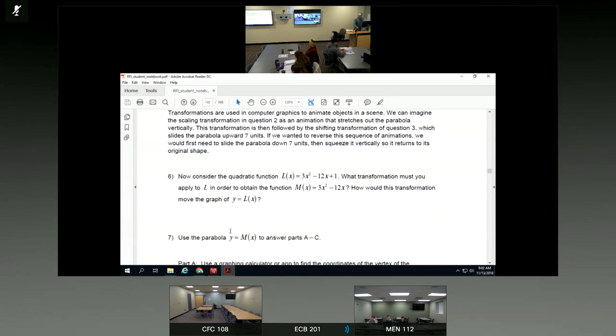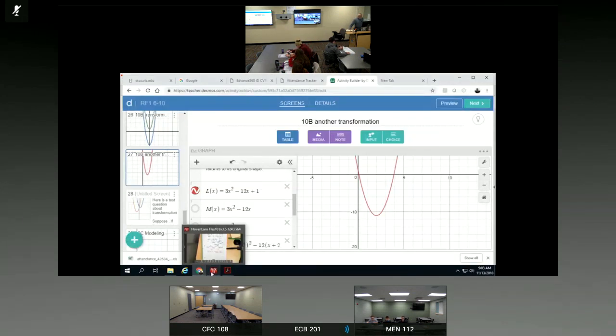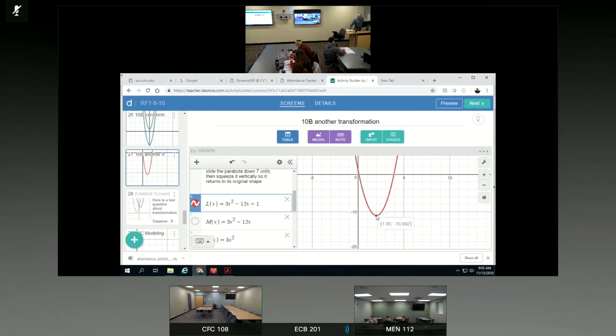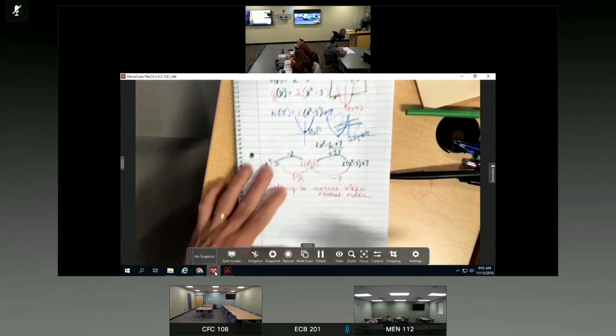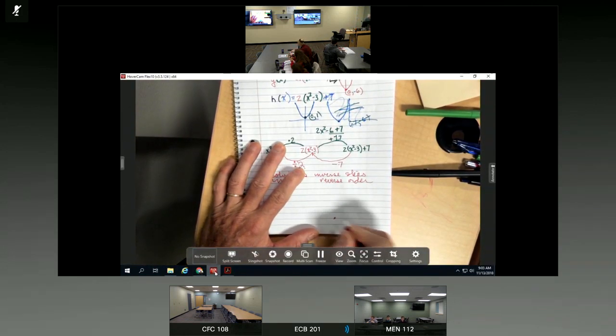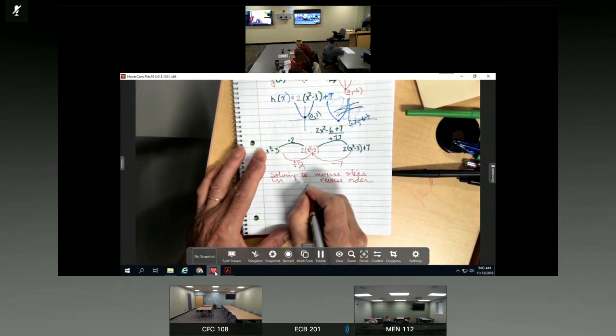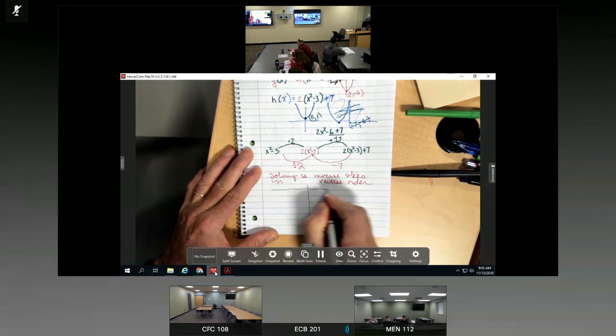Let's take out our notes. I'm going to tell you that the vertex for this parabola is at the point 2, negative 11. So let's start there. 2, negative 11. We're just going to do some practice graphing here.